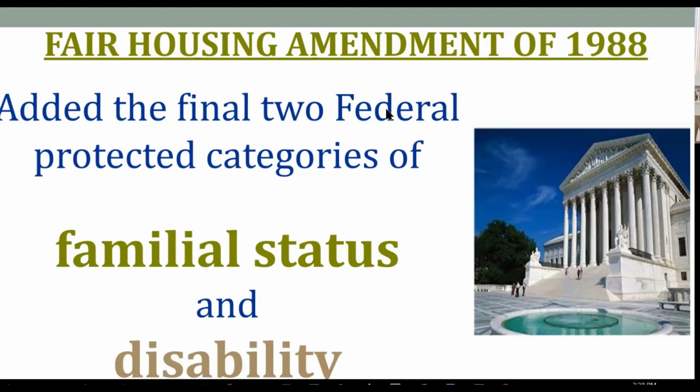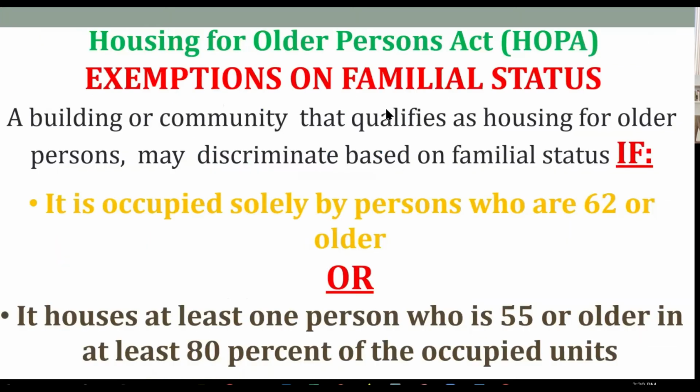The exemptions in terms of buildings: age, like 55 and older. And what's the other one? It's either one of the two: 55 and older, or everyone is over 62, or in 80% of the occupied units, there's someone who's over 55.